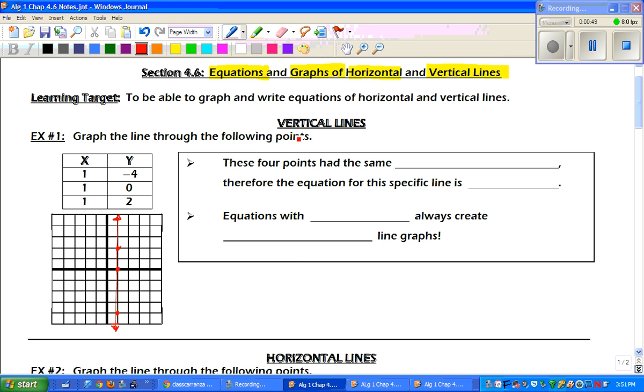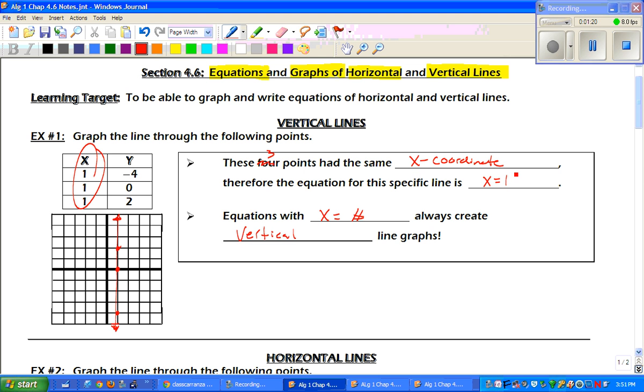Okay, so these 3 points have the same x coordinates. You can see that all right there. Therefore, the equation for this specific line is x = 1. Anytime an equation has x equals a number, it always creates a vertical line.